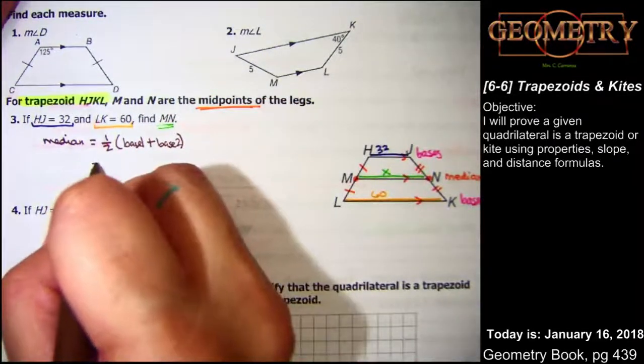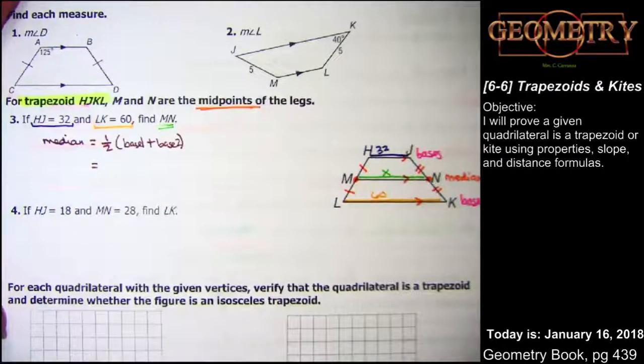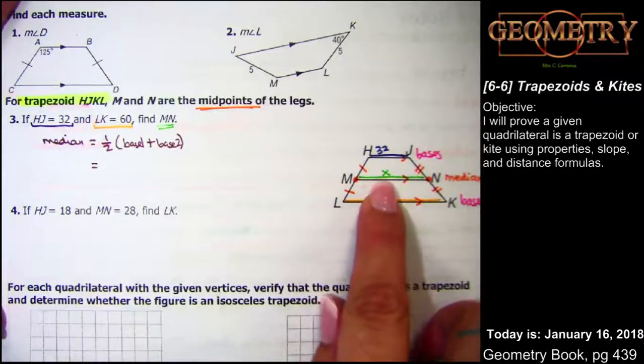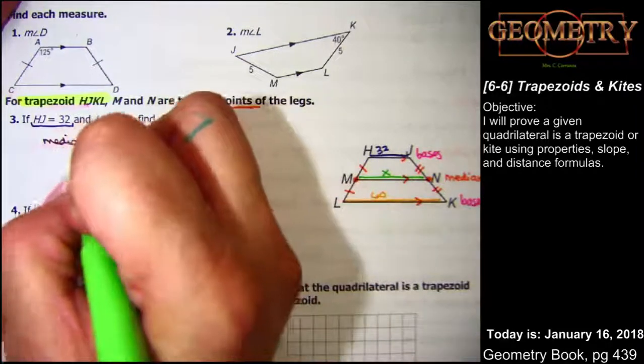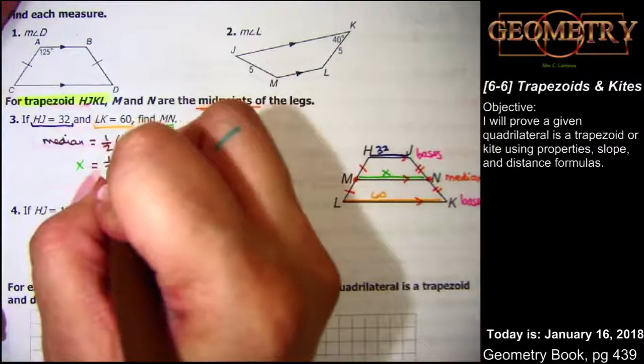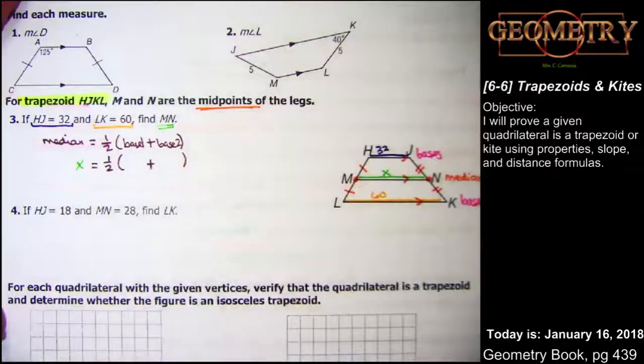All right, which value is my median? MN, which has a value of X. Which value represents one of my bases?